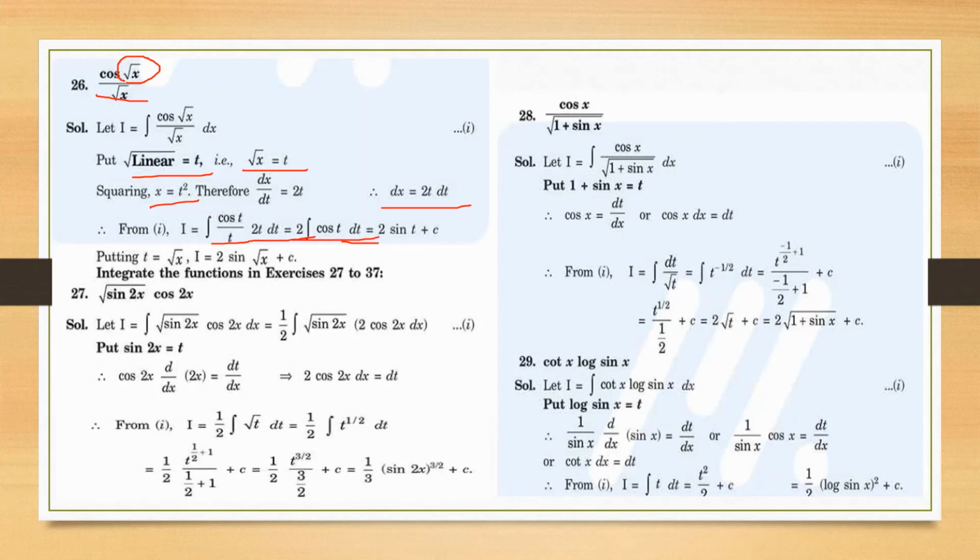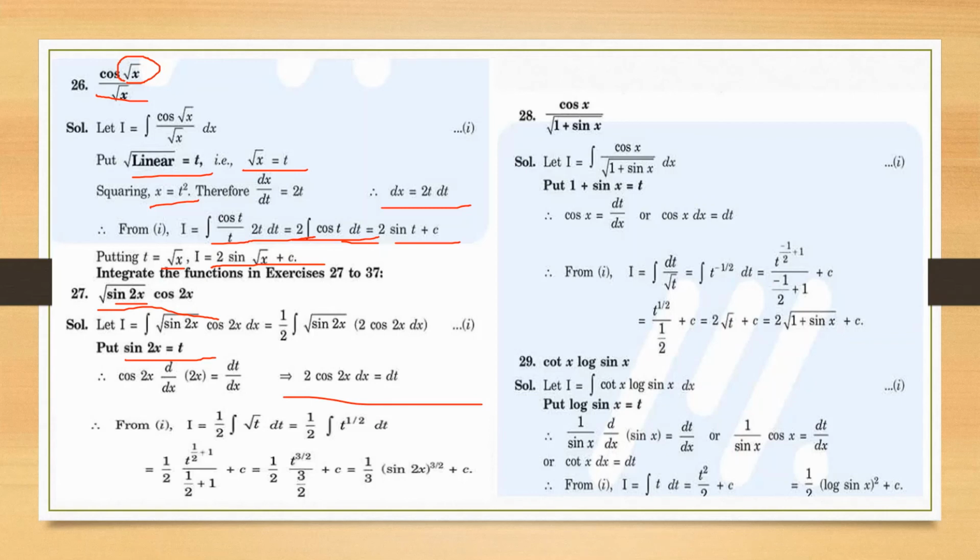Then comes number 27, root of sin 2x cos 2x. Whenever sine and cos are together, it is suggested to put either one, but you know that sine will give plus cos in the derivative. I don't want extra negative signs, so it's better to put sin 2x as t. So 2 cos 2x dx equals dt.